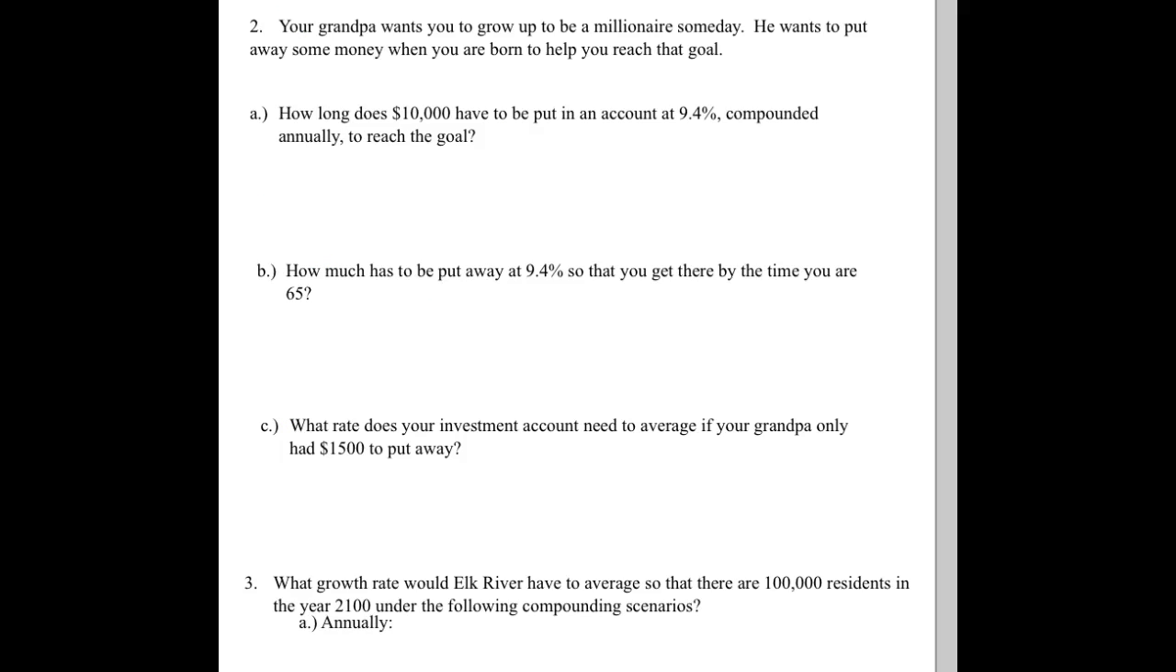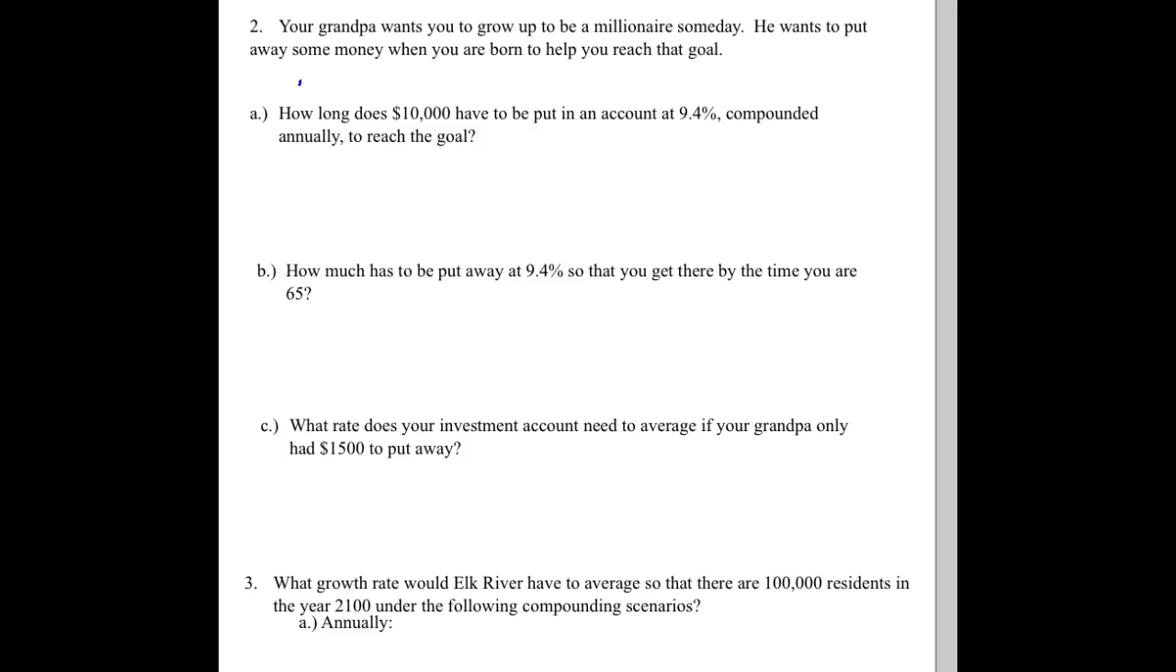All right. Question 2. Your grandpa wants you to grow up to be a millionaire someday. He wants to put away some money when you are born to help you reach that goal. How long does $10,000 have to be put in an account earning 9.4% compounded annually to reach that goal of being a millionaire? Okay, so compounded annually, what would n be? 1. So do we really need to put it in our formula?